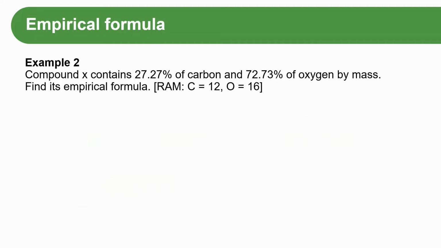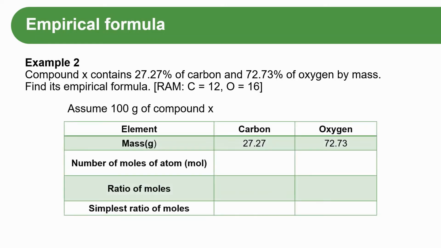For the second example, we have an unknown compound, X, and it tells us it has 27.27% of carbon and 72.73% of oxygen. And first, we need to assume 100 grams of compound X for easy calculation, and therefore we will have this mass for carbon and oxygen, and the rest of the steps are similar.